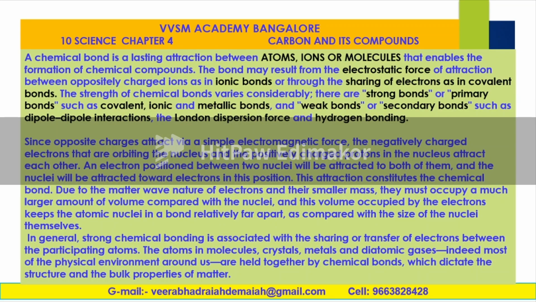So, my dear friends, this is the summary of the chemical bond: the formation of chemical bonds between atoms, ions, and molecules. Electrostatic force between the atoms, ions, or molecules leads to the study of strong bonds, which are also called primary bonds. Examples: covalent bond, ionic bond, and metallic bonds belong to the category of strong bonds or primary bonds. The weak bonds are nothing but secondary bonds. Dipole interactions, London dispersion force, and hydrogen bonding come under the category of weak bonds.